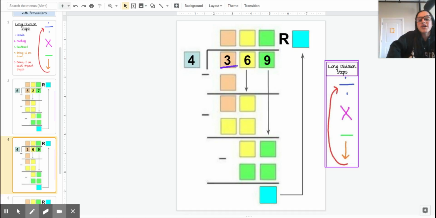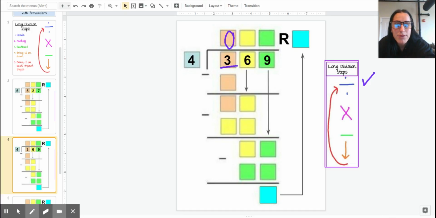So we're going to ask ourselves, how many times can 4 go inside of 3? Oh, I know 4 is bigger than 3, so it can't go inside of 3. So 4 goes into 3 0 times. So I'm going to check off that I've divided. Next up, I need to multiply, and I'm going to put my multiplication symbol right here. So I'm going to multiply 4 times 0, which gives me 0. Check off that, yes, we have multiplied.